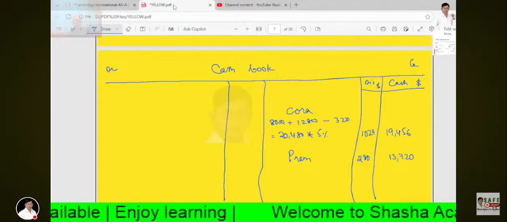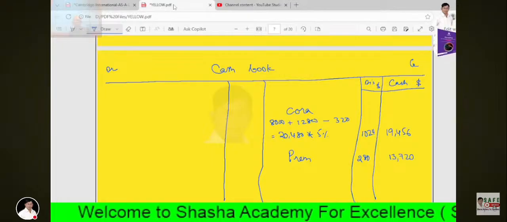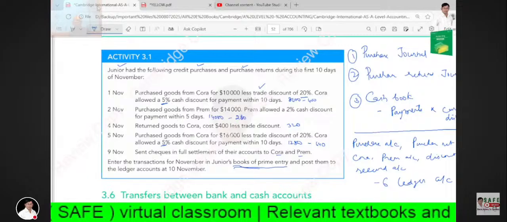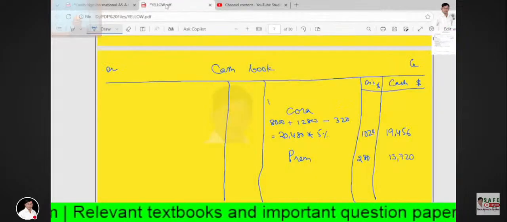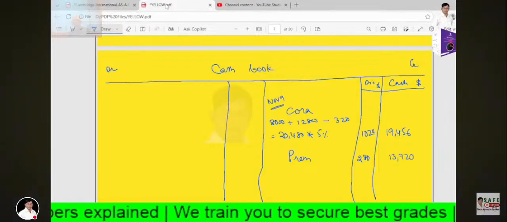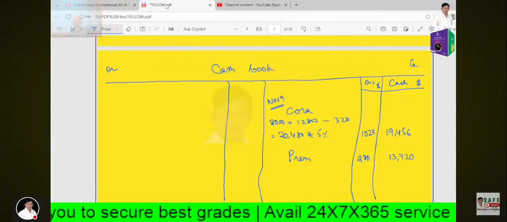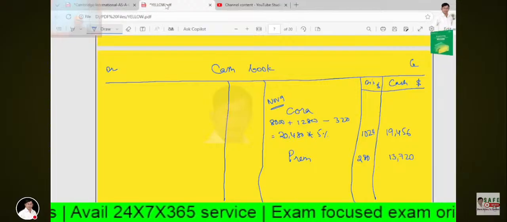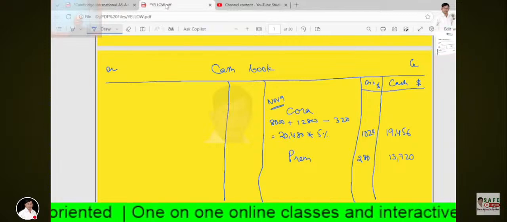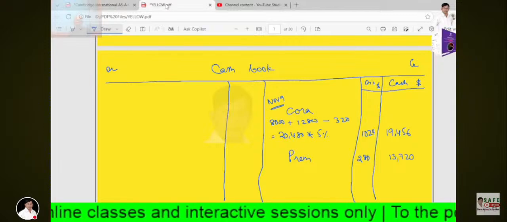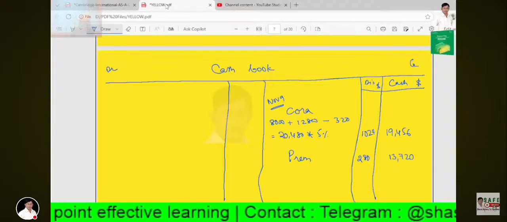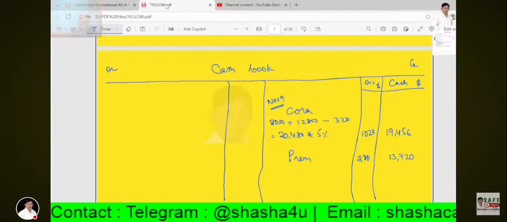So what date you have paid? Date is very important. Don't forget to write the date. The payment is made on 9th November. So November 9th. So this is the cash book. This is how you have to record. Discount column 1,024, Prem 280. So cash account is done. Now we have to prepare the ledger accounts.